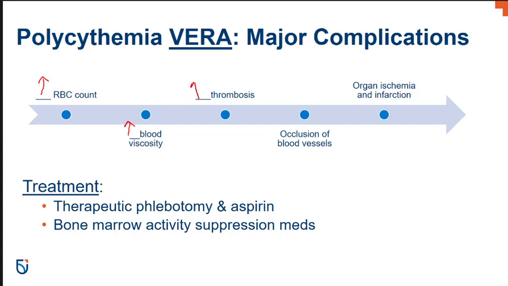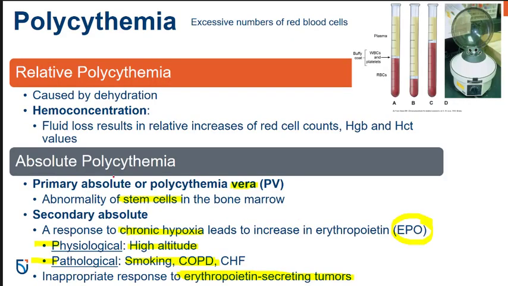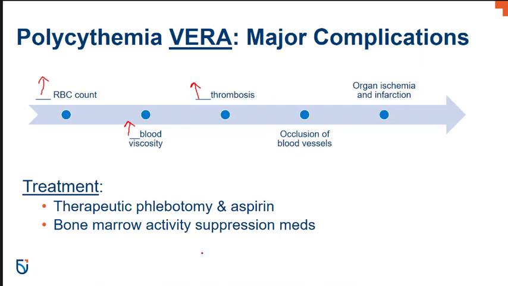This is going to increase the likelihood that a thrombosis will form, so you have more blood available to form a clot, which can then lead to the possibility of occlusion of blood vessels, which can lead to organ ischemia and infarction. And it's important to know that anytime somebody has absolute polycythemia in any of these conditions, it can increase the thickness of their blood, which increases the viscosity of the blood, which can predispose them to the development of organ ischemia and infarction.